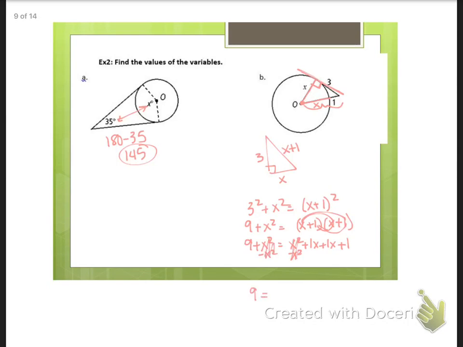So I've got 9 equals, well, 1X plus 1X is going to get me 2X. Subtract 1. Divide it by 2. X is 4.